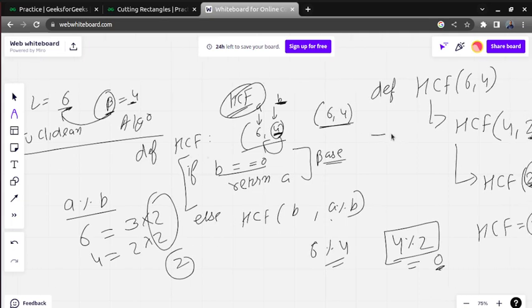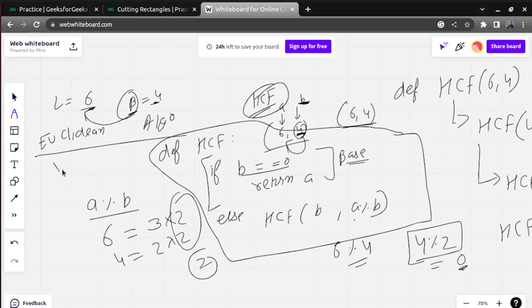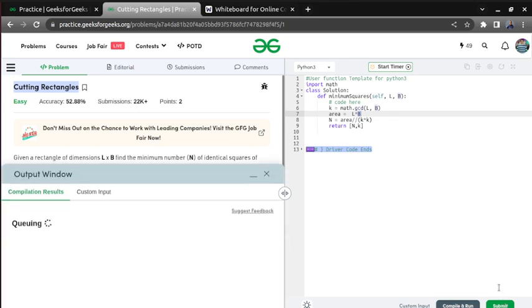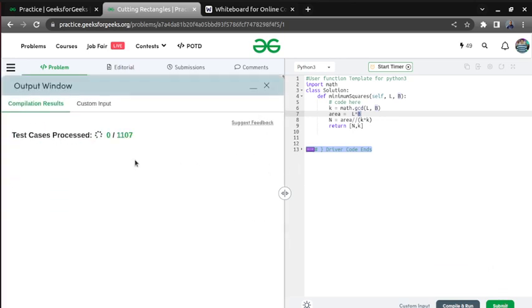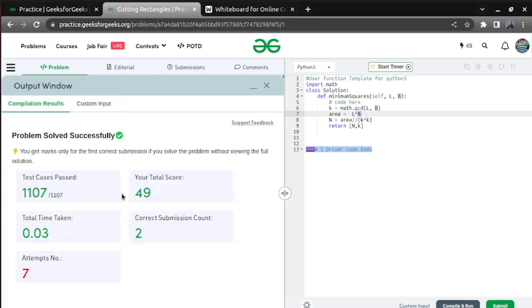I hope Euclid's algorithm is clear to you. If you want a detailed solution, please let me know. I will make a detailed video on GCD or HCF. And here the code is absolutely working fine. As you can see, I am running all the test cases and they are passing. I hope the question is clear to you. Thank you.